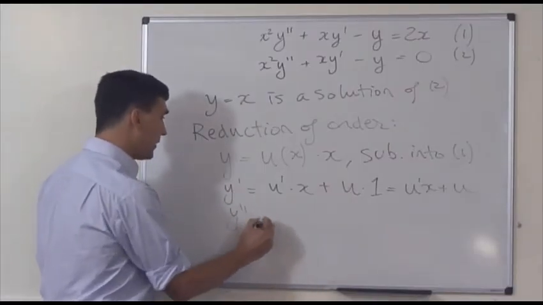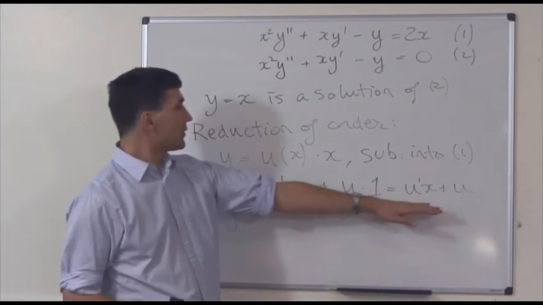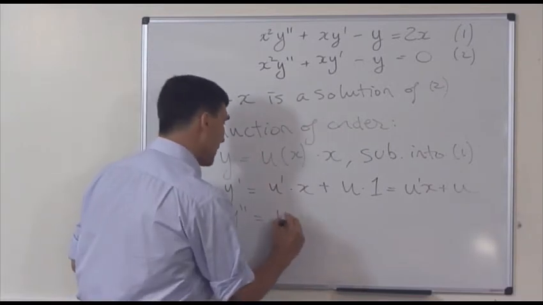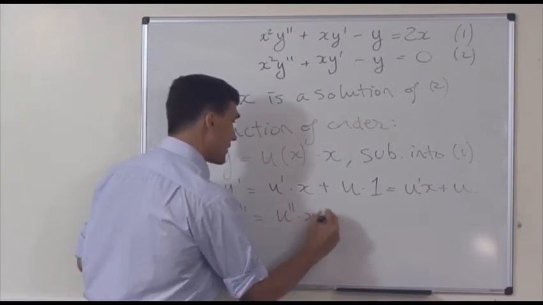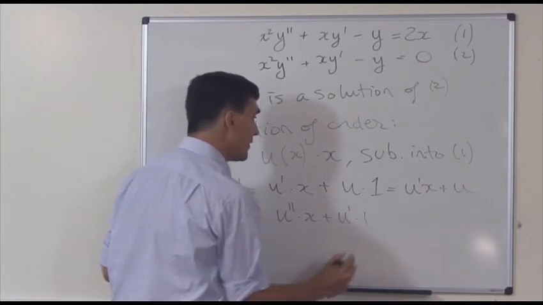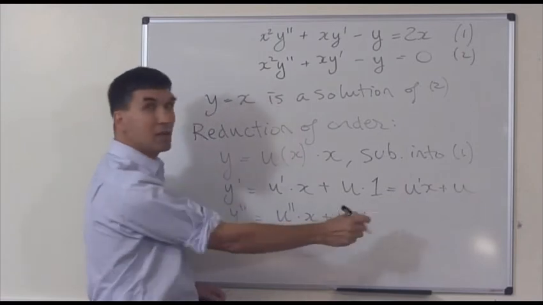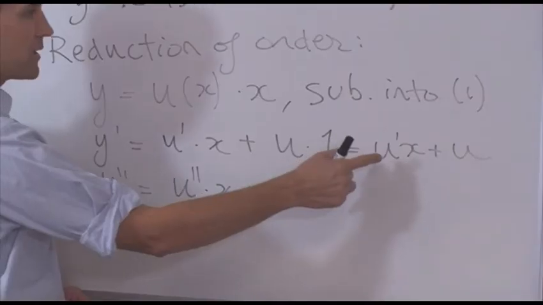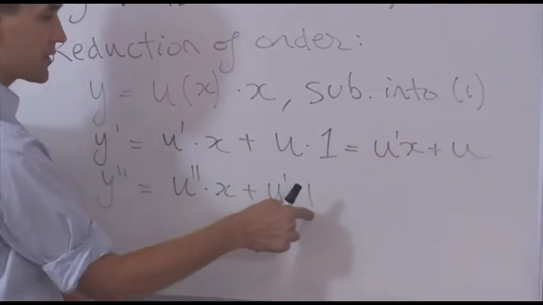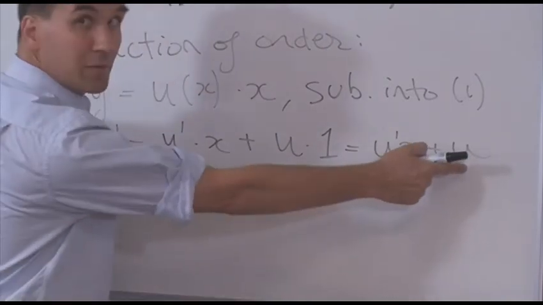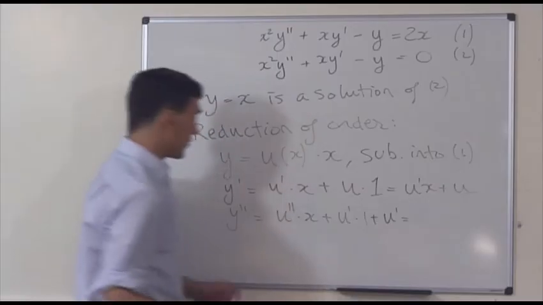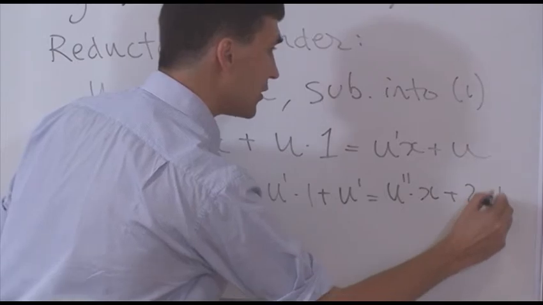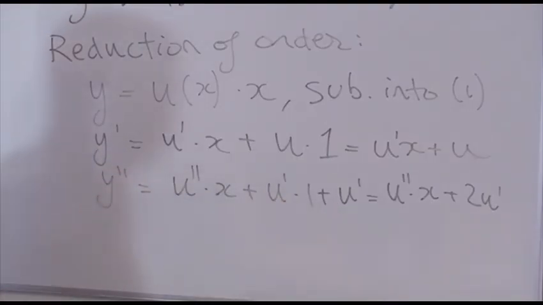And y double prime is the derivative of this. So we've got a u prime times x again, so it's a product. We use the product rule again, so that will be u double prime times x plus u prime times 1. So differentiating this product, we get the derivative of u prime, which is u double prime, times x, plus u prime times the derivative of x, which is 1, and then we have to add in the derivative of u, so there's another u prime, which we can bring together and write as u double prime times x plus 2u prime. We have a u prime here and a u prime here.